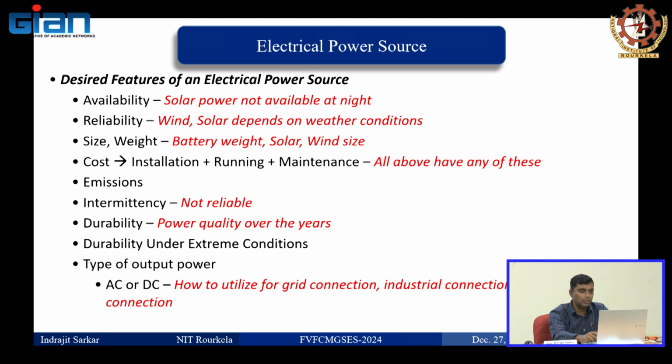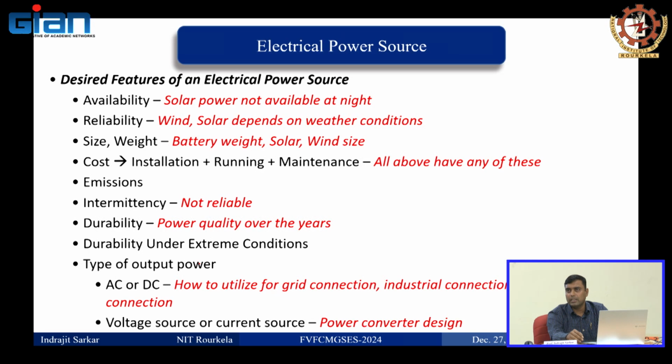Now output, AC and DC. You have to look into whether it is AC or DC output, and accordingly you have to make arrangements. Now whether it is a voltage source or a current source, that is also important. As you mentioned, protection will depend on that. If it is a voltage source, short circuit protection should be there, open circuit will not be a problem. If it's a current source, the open circuit will be a problem, short circuit will not be a problem, right? So these are the things that you need to look into.